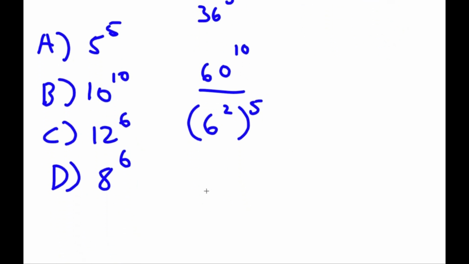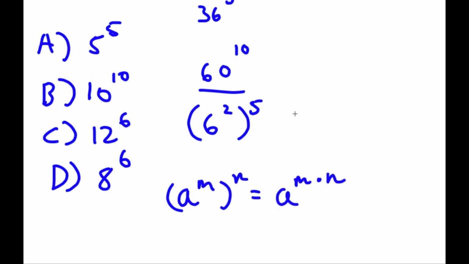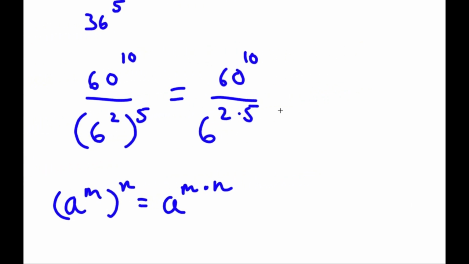And now, if I have something in the form a to the power of m to the power of n, this is equal to a to the power of m times n. So 6 to the power of 2 to the power of 5, that's going to equal 6 to the power of 2 times 5. I have this over 60 to the power of 10. Now 2 times 5, that's 10. So I have 60 to the power of 10 over 6 to the power of 10.